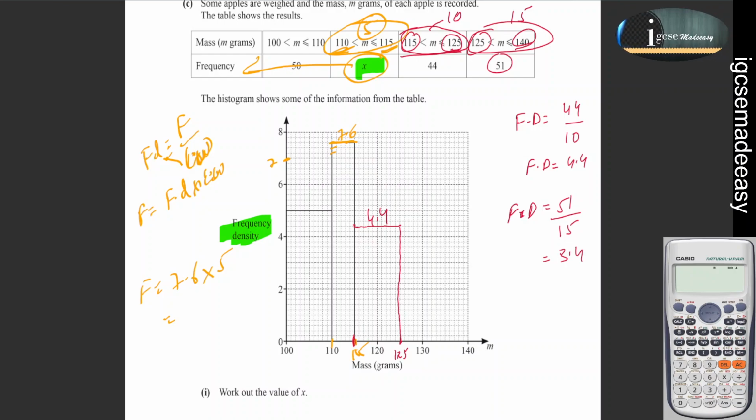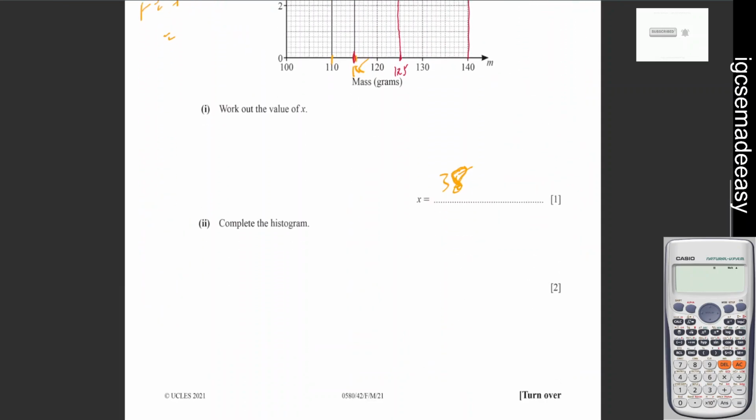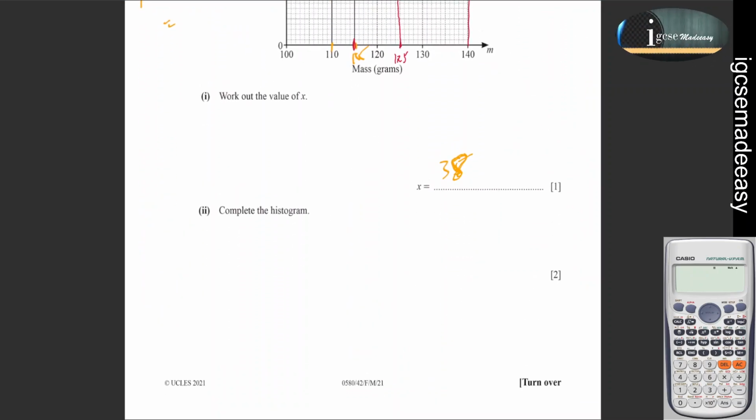So 3.4 will be somewhere, this is 3, 3.2, 3.4. So it will be till 140. So we have to draw it till here. So this is how we have to finish up the histogram.